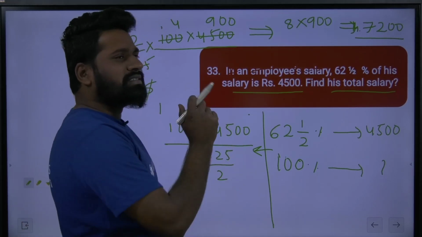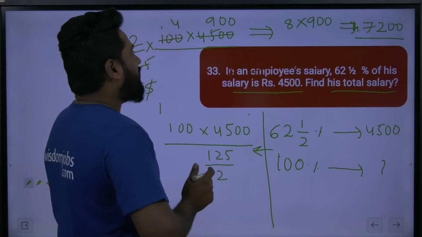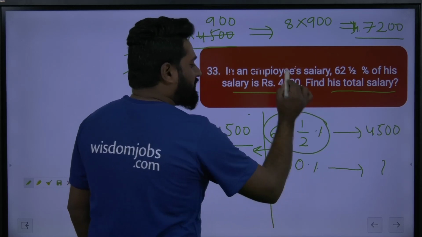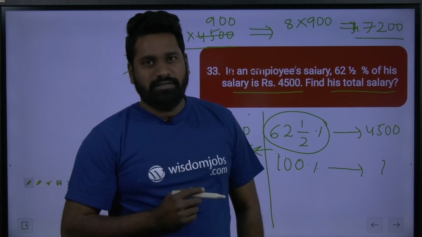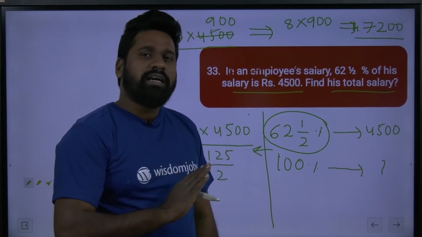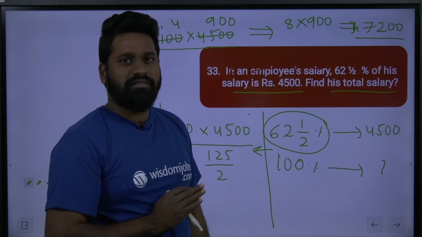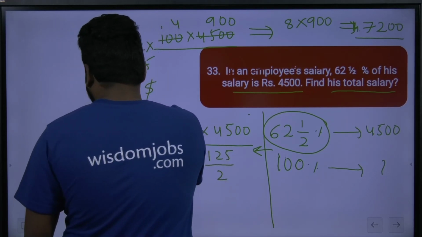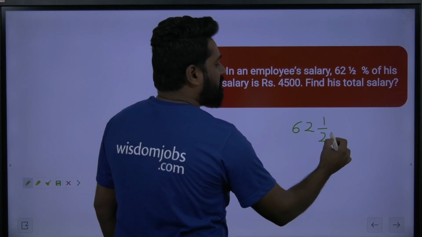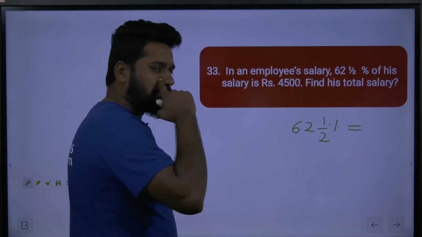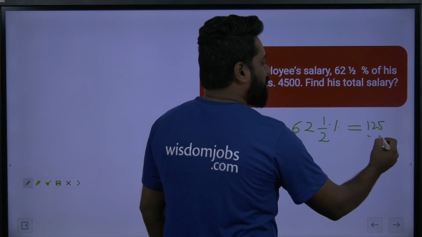Otherwise, you can do the same thing in another method also. What is that method? Here, as I told you, when the percentage is given in terms of a mixed fraction, convert it into a normal percentage or normal fraction. Is it clear all of you? For example, 62.5. I am converting the percentage into a fraction. You know how to convert a percentage into a fraction. It becomes 125 by 2.